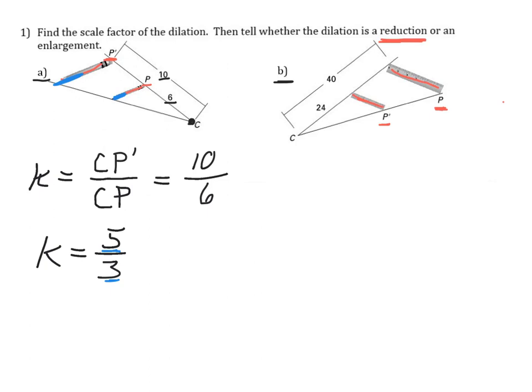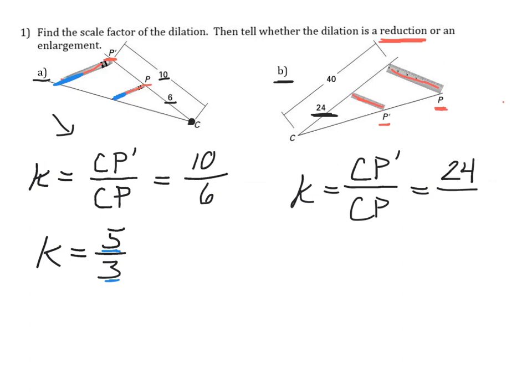Next thing I want to do is figure out my scale factor. Let's think about what I did for number 1. I was comparing the distance from the center to the image, P prime, to the center to the pre-image, P. Now I just have to pick out those lengths. From C to P prime is only 24 because it's a reduction. It got closer to my center. But the original from C to P is 40. Originally it was 40 units away. It shrunk, and then it was only 24 units away from the center.